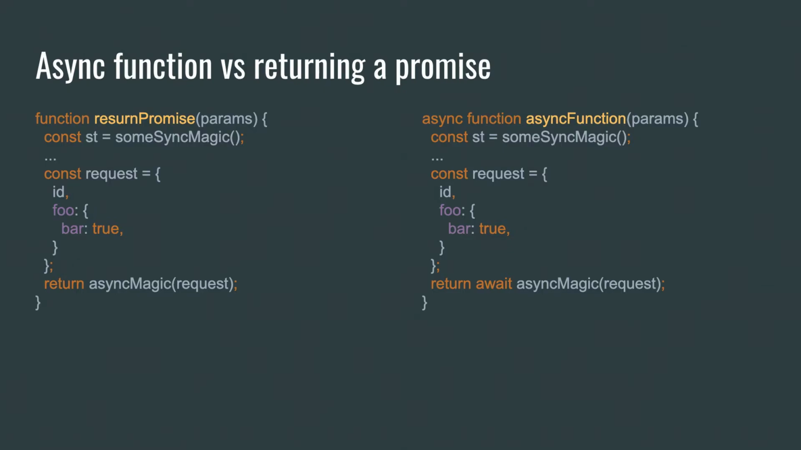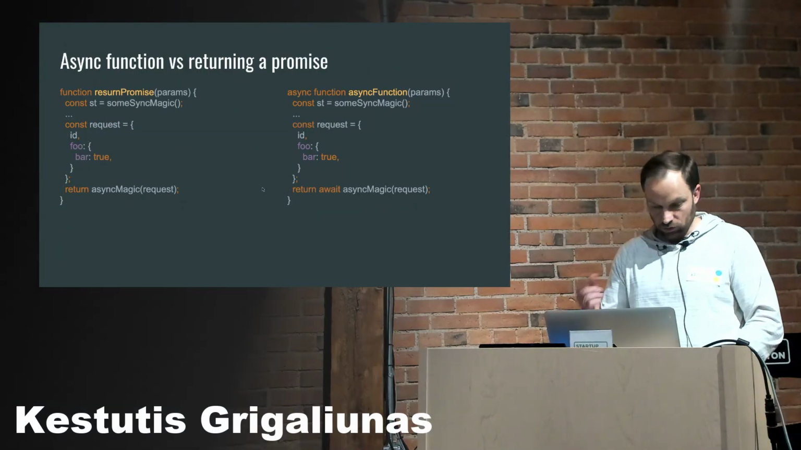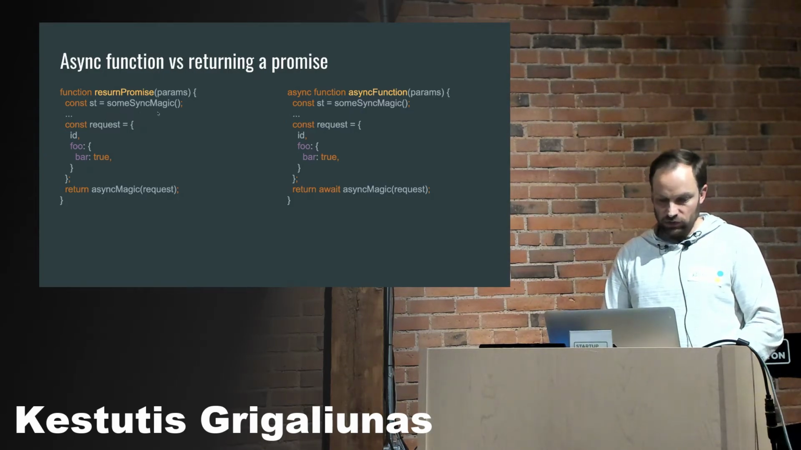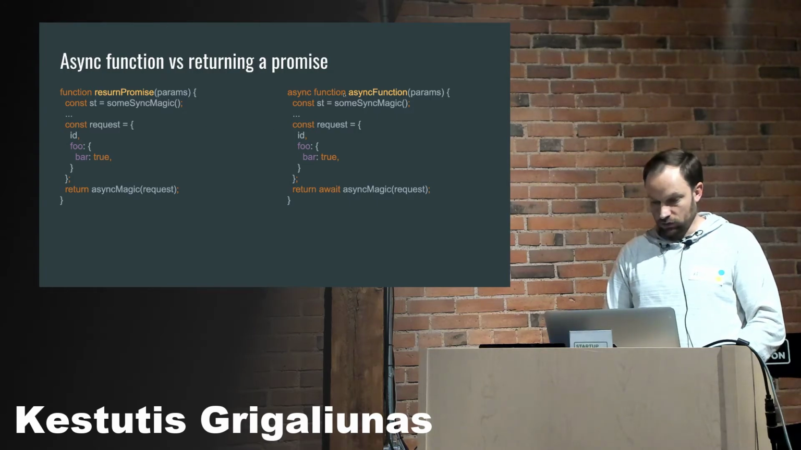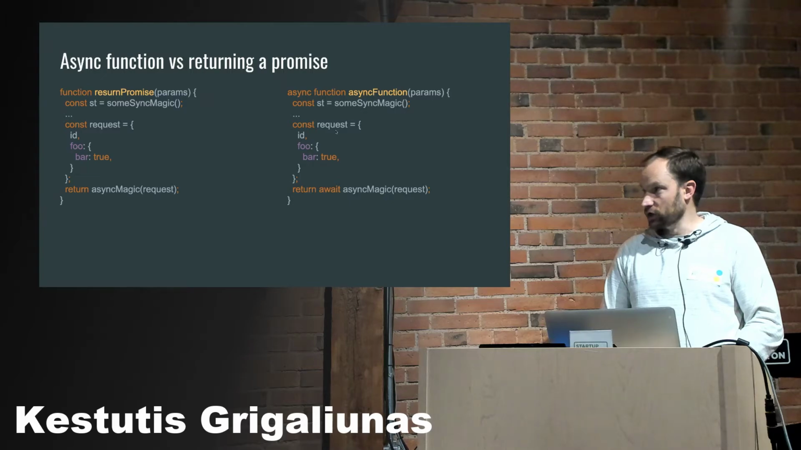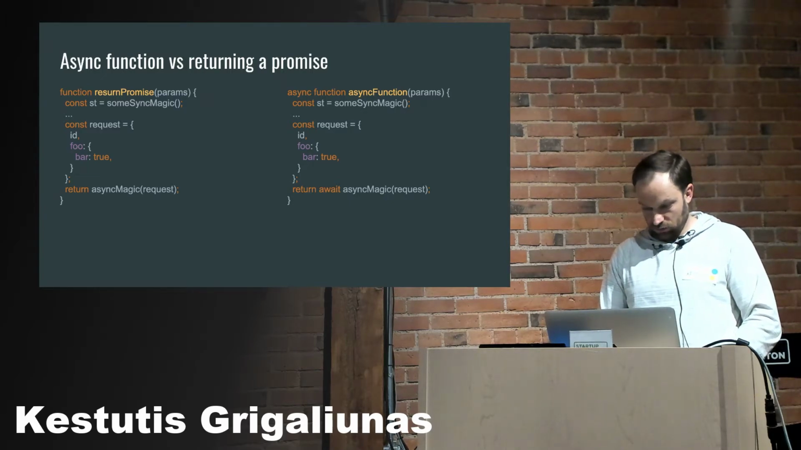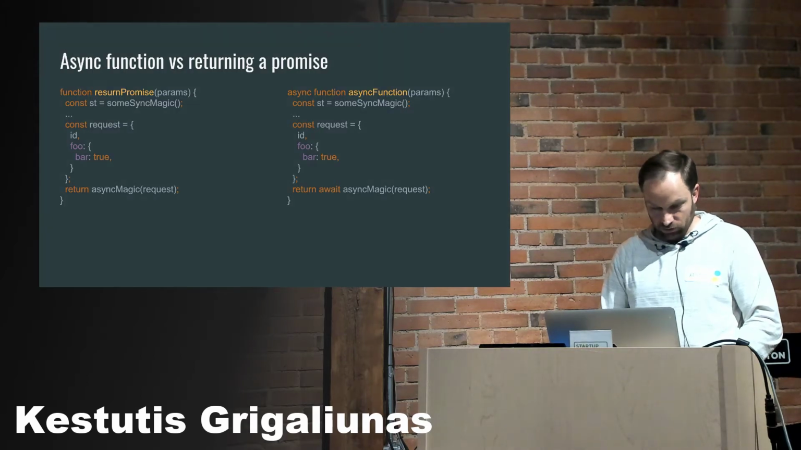In both those examples, the biggest difference is that this is a synchronous function that returns an async function result, and this is an asynchronous function that returns an asynchronous function result. So for the consumer, it's basically almost the same thing. It's too small, I have another slide to explain why it's different. But the biggest difference here is that if something happens, like a reference error or some sync magic throws an exception, this thing fails. An asynchronous function will reject with that exception. So it's a bit better, easier to deal with.